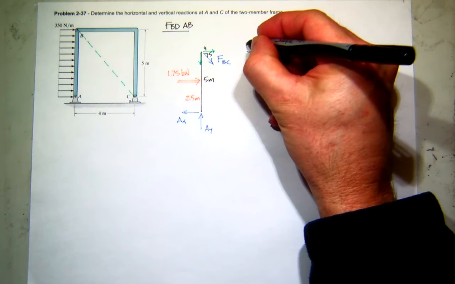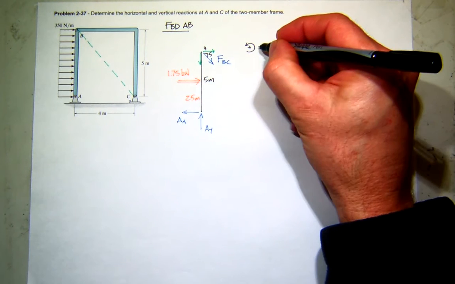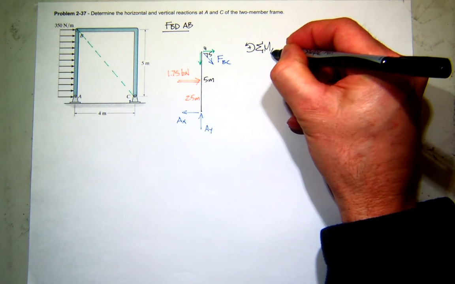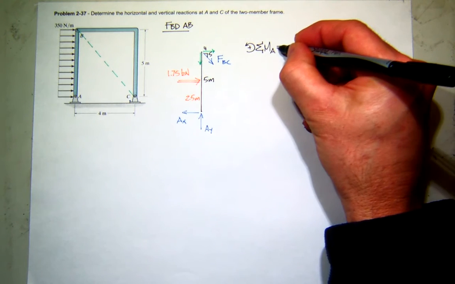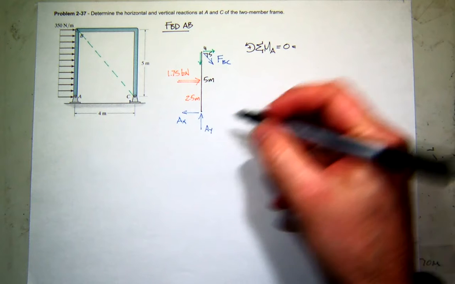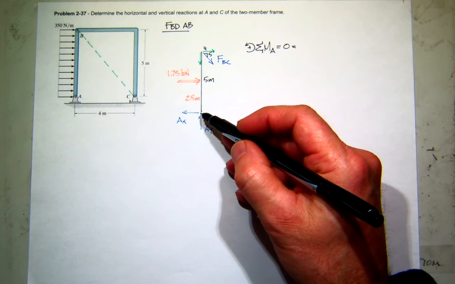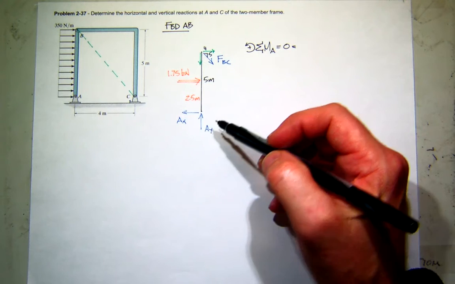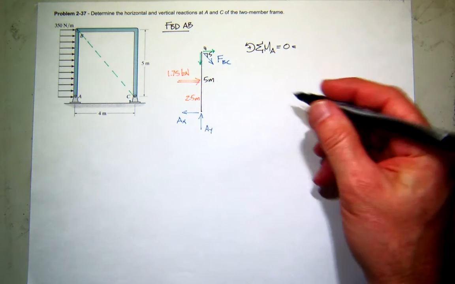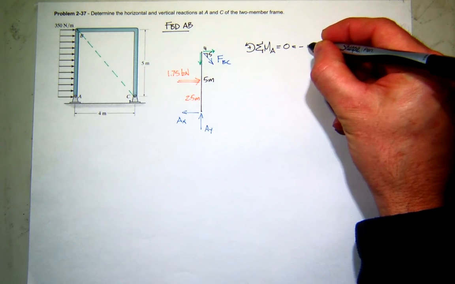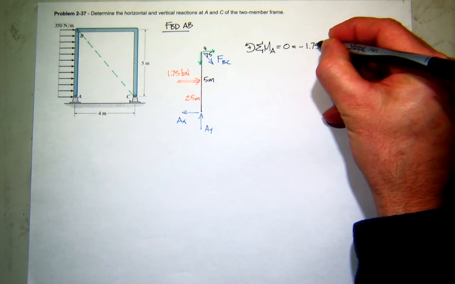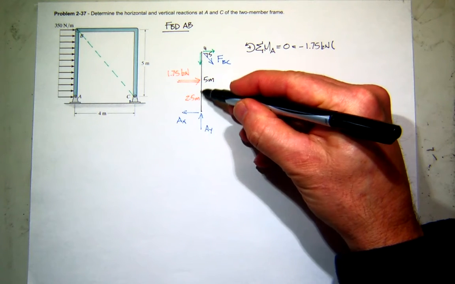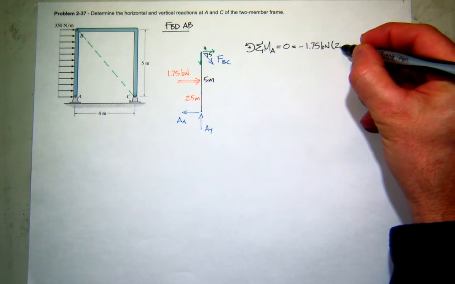So again, we're going to sum moments about A, and we're going to assume right-hand rule, and we're going to assume everything is in equilibrium. So about A, the applied force creates what kind of moment about A? Positive or negative with my sign convention? Negative. So it has a force of 1.75 kilonewtons times a moment arm of 2.5.